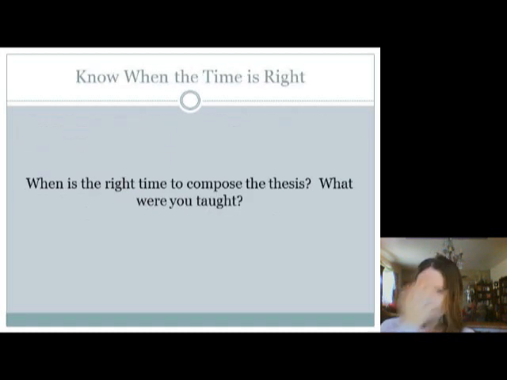Let's go on. Now, another question I like to ask my students: when is the right time to compose the thesis? What were you taught? And again, overwhelmingly, what I'm told is that the thesis should be the first thing you do. And I'm talking the first thing you do before the research begins, before the draft begins, because that's the method that we were taught in high school predominantly. I remember myself, if I was going to write an essay in high school, I had to show my teacher what my thesis was before I would be permitted to continue with my research.